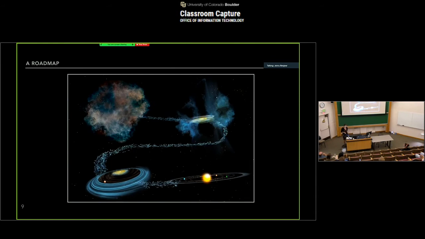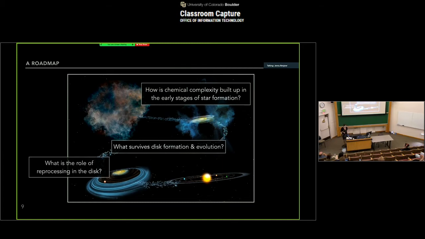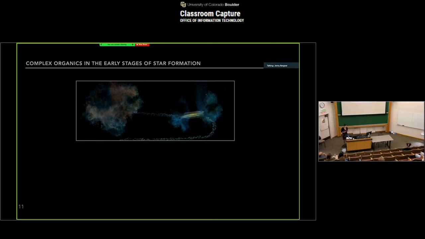All right, so as a roadmap of where we're going with the science part of the talk, we're going to start by looking at how chemical complexity is built up in the earliest stages of star formation. We're then going to look at what actually survives the processes of disk formation and evolution. And then lastly, we're going to think about whether the disk itself plays any unique role in contributing to the chemistry and the chemical environment of planet formation. So let's jump into the first topic.